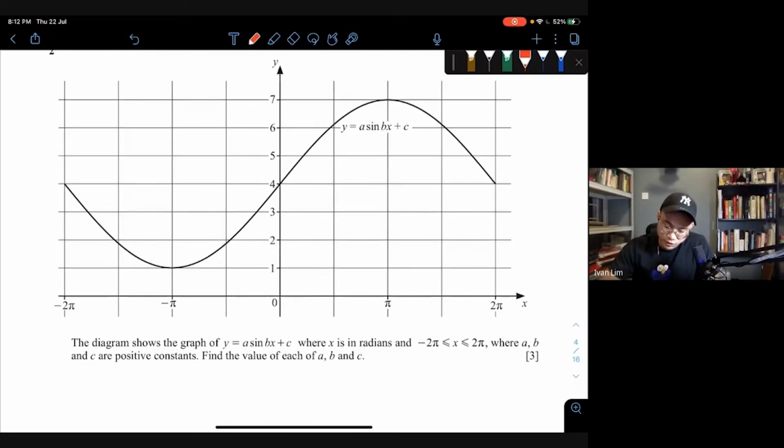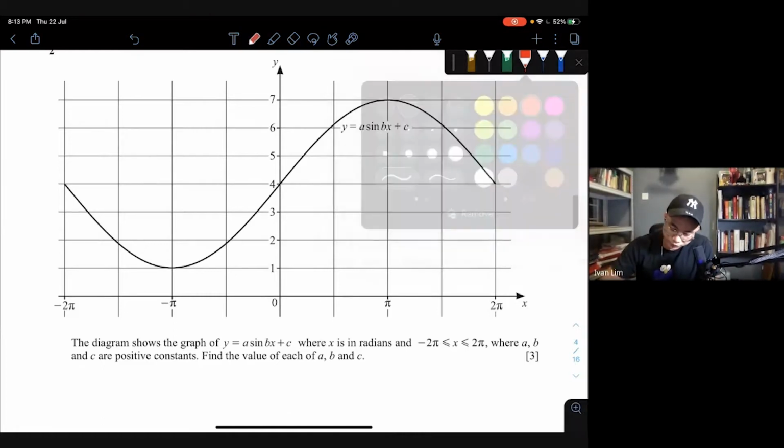Okay, second question. The diagram shows the graph of y equals a sin bx plus c, where x is in radians and negative 2 pi to 2 pi is your domain of x, where a, b, and c are positive constants. Find the value of each of a, b, and c. For the exam, most likely they will ask your sine or cos when related to the graph. You just need to know how a, b, and c would affect the graph.